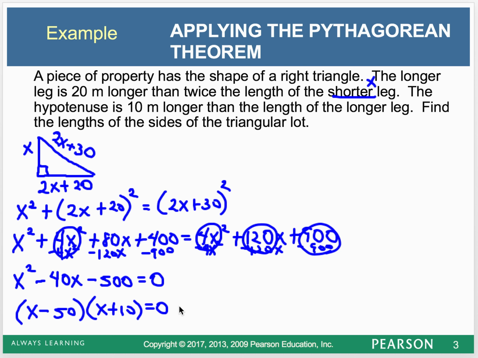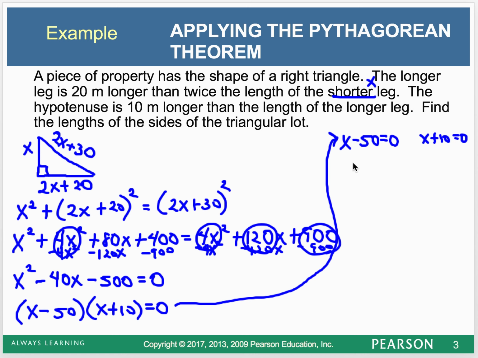Okay, so that means that at least one of those values has to be 0. So either x minus 50 is 0 or x plus 10 is 0. So x is 50 or x is negative 10. Once again, these are the lengths of the sides of that triangle. So a length can't be negative.